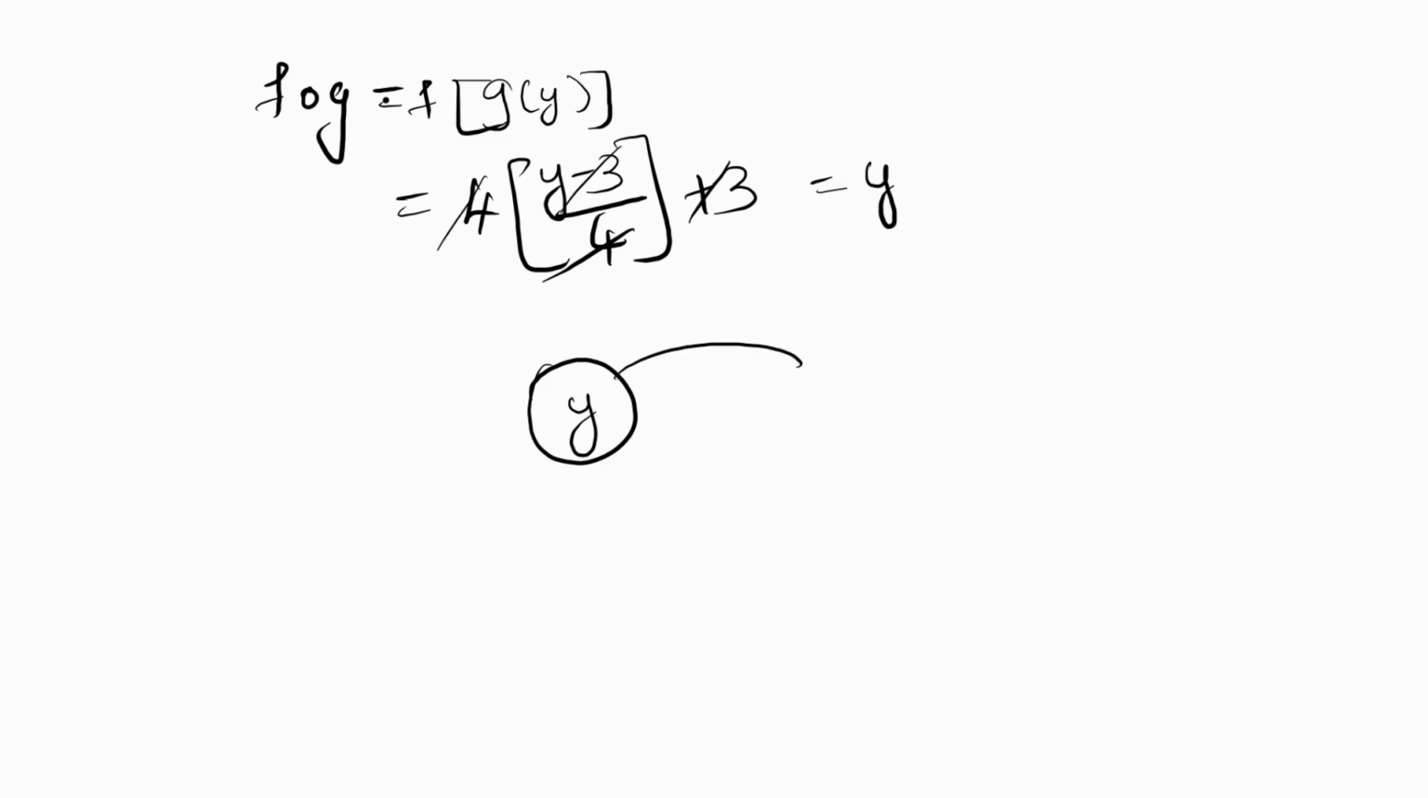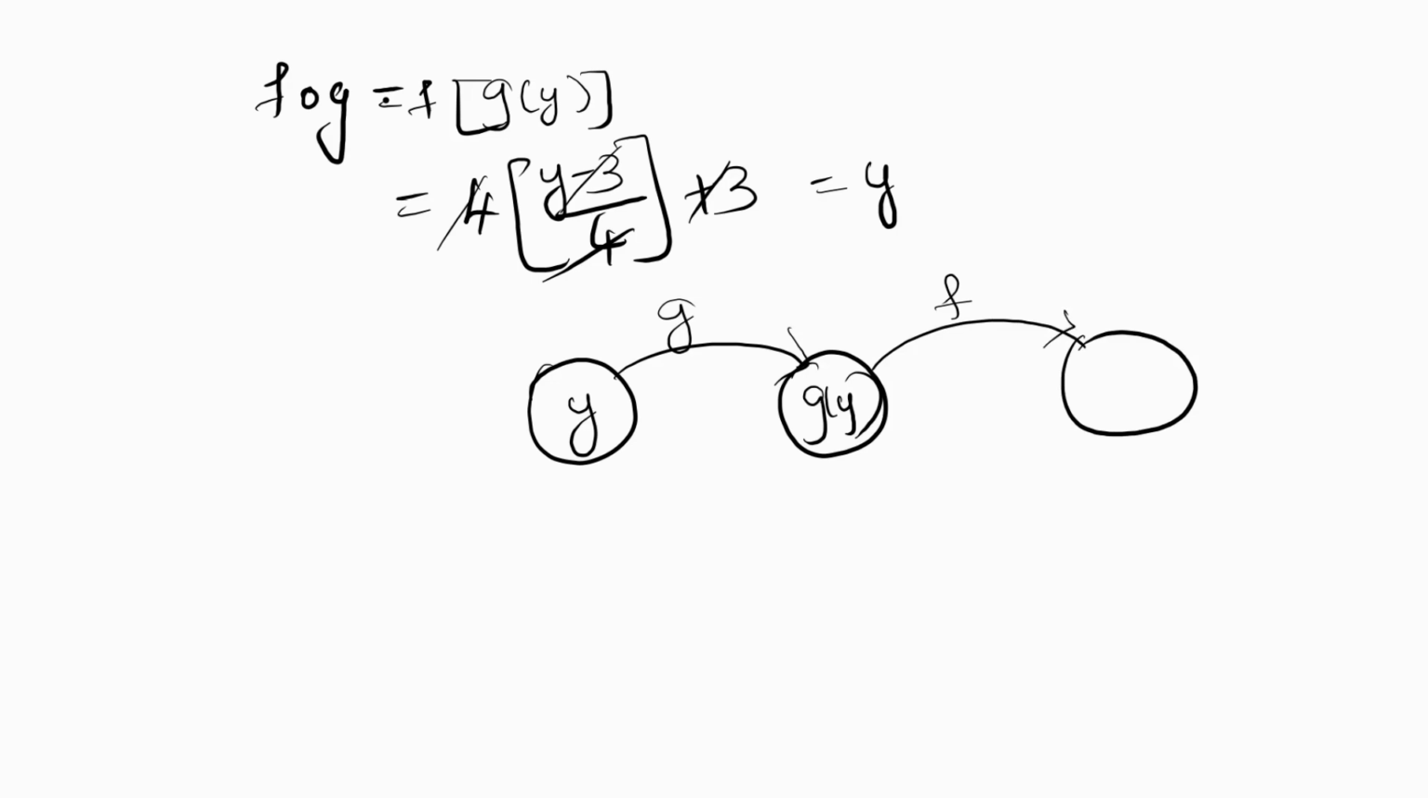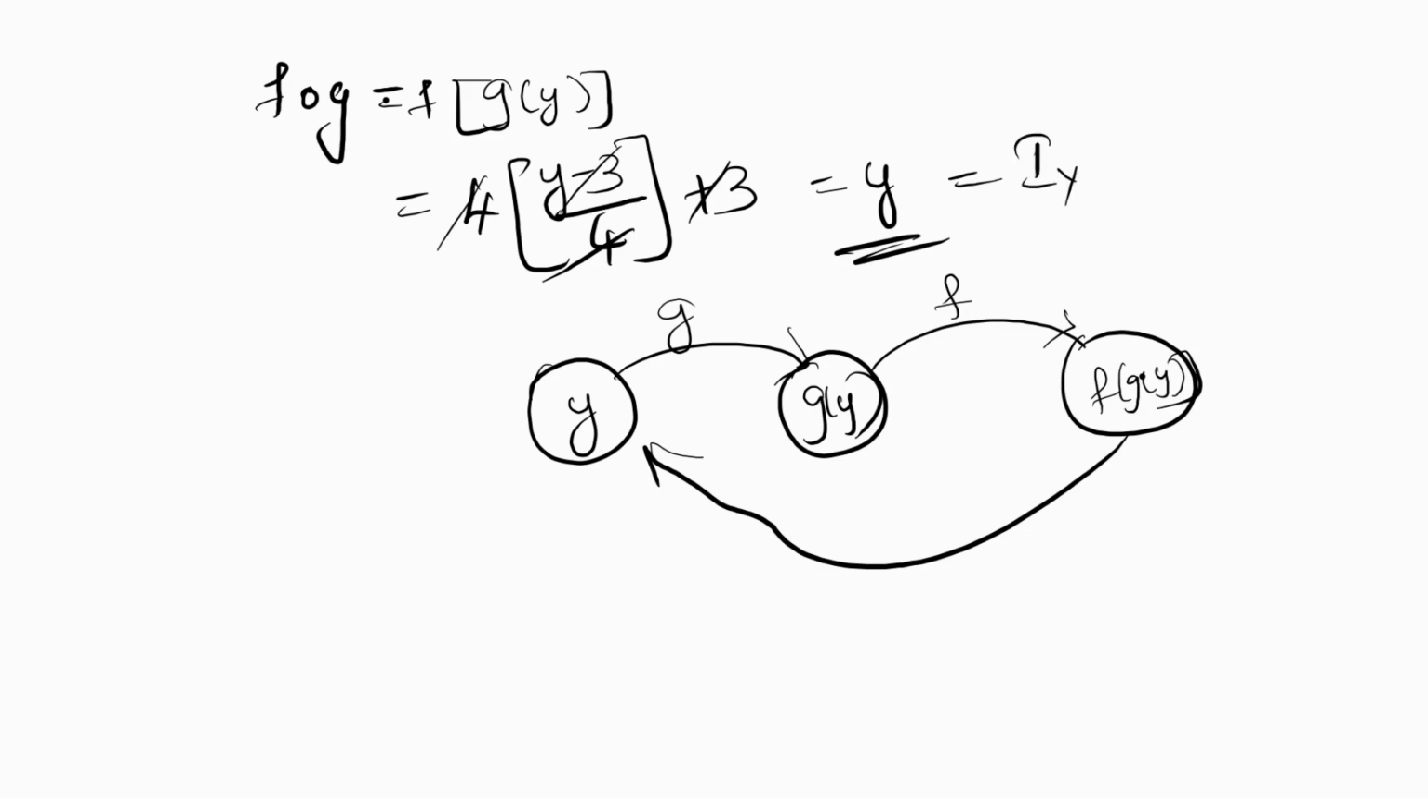If I draw a diagram for this, y is a state. If I apply the function g, I get g(y). If I apply the f function to this g(y), I get f(g(y)). So this result is again y, the original y value. So we got the initial position, that is the initial state y. So this is invertible.